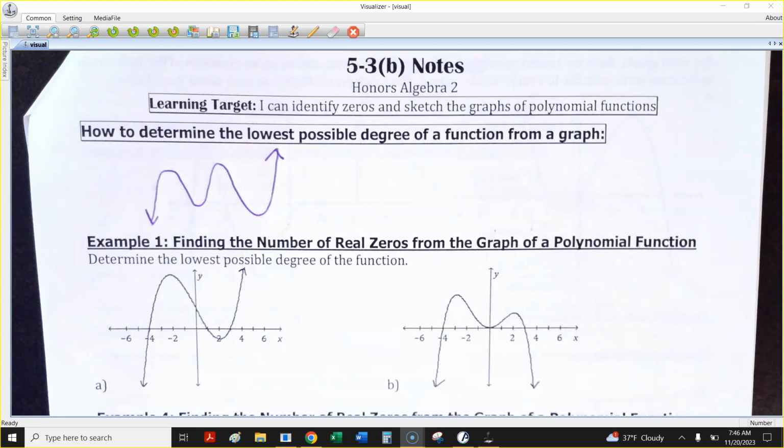Now, automatically, do you guys know if that's odd or even, what I just sketched? Odd, because the ends go opposite directions. I immediately know that's odd. Now, to go for the lowest degree possible, I don't know how to describe this to you other than it's the number of different directions you go on the graph.